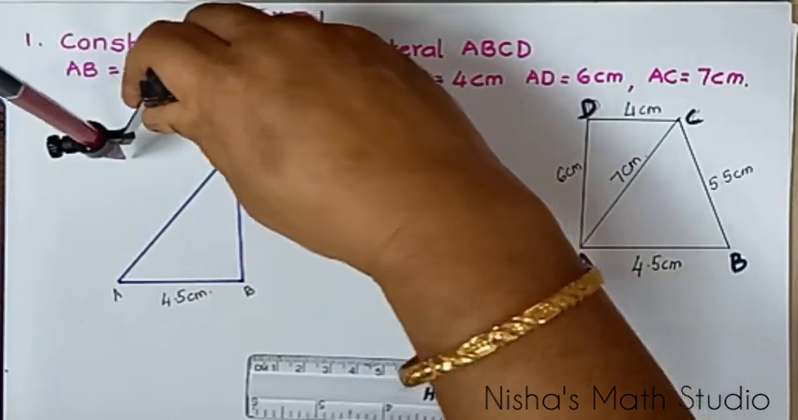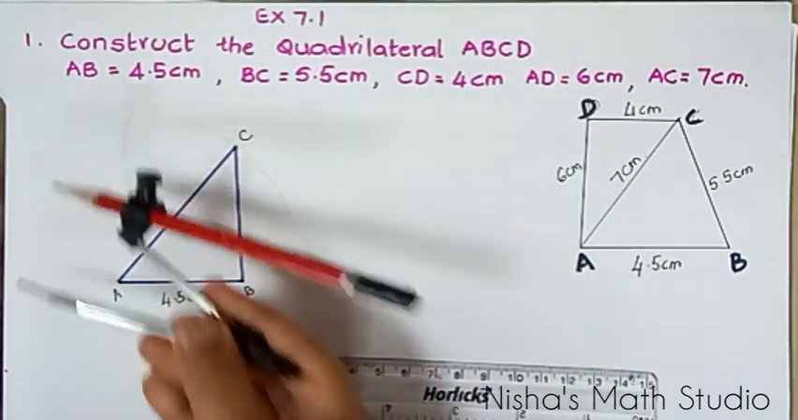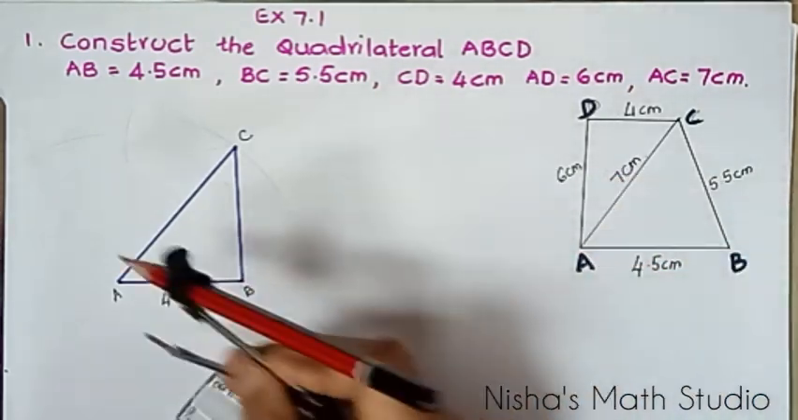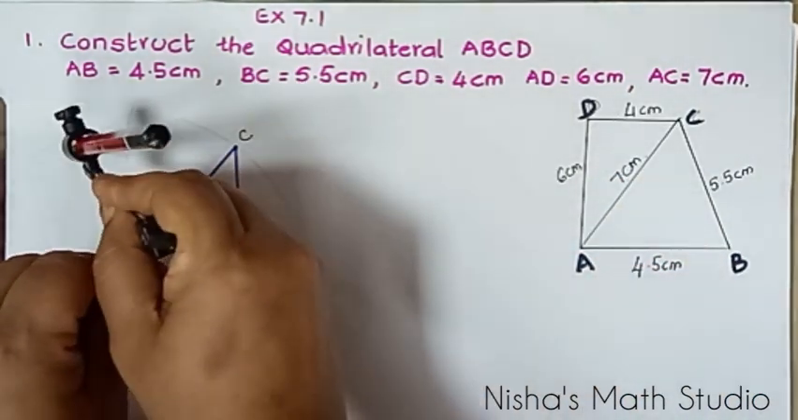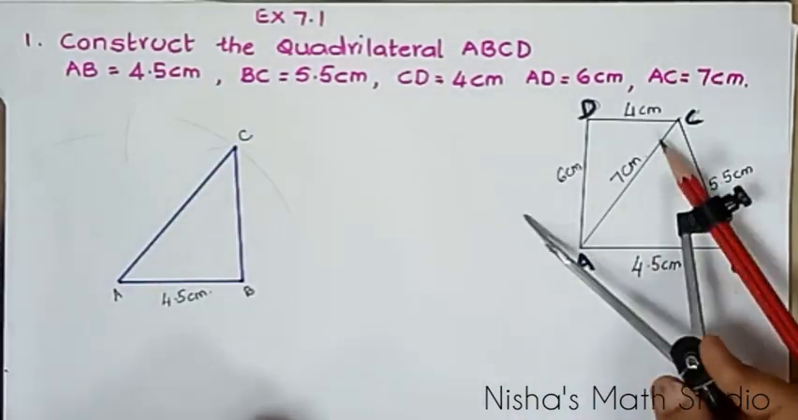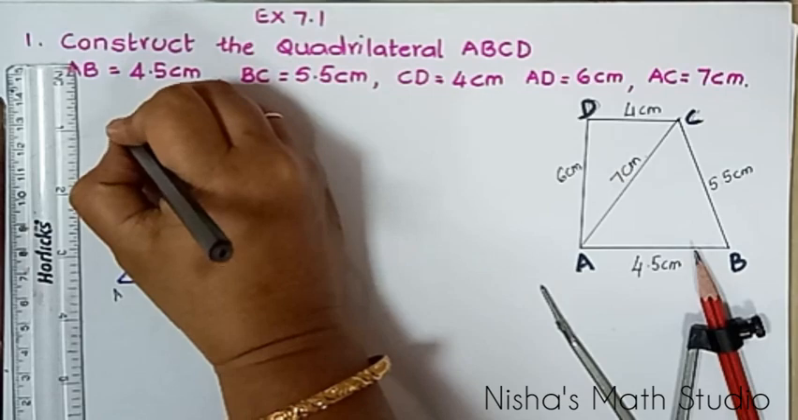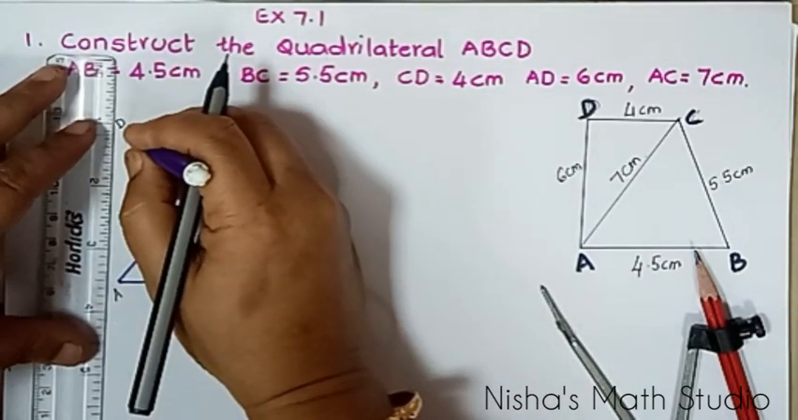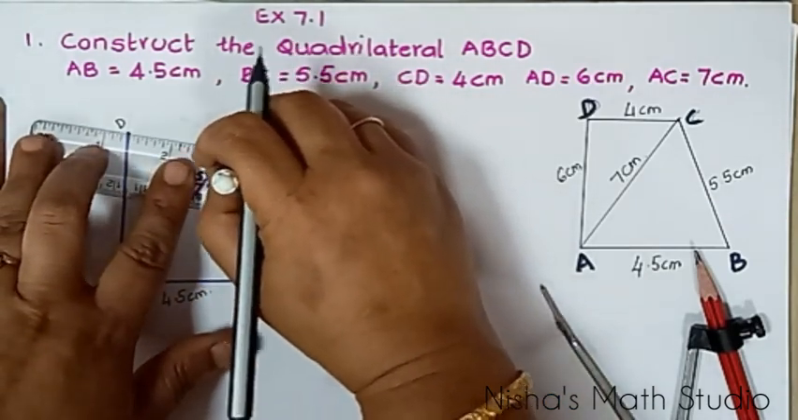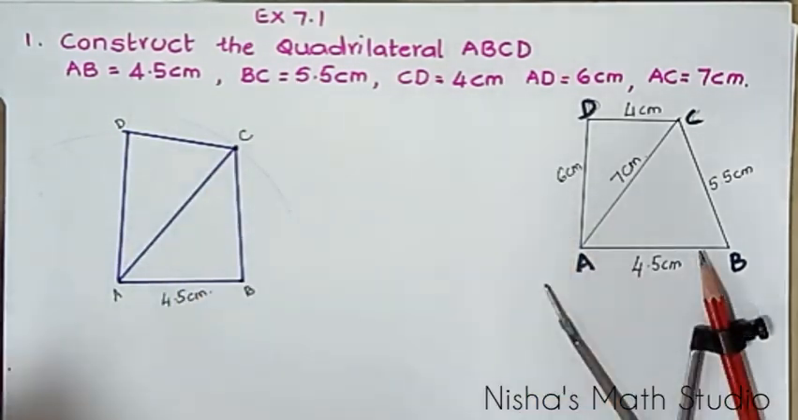With C as center, draw one more arc. But it had to cut our previous arc, isn't it? In this case, it did not cut because I have drawn it from this side. So no problem. Again, you adjust this to 6 centimeter and extend this arc so that it will cut. Now, this intersecting point is D. So you join AD and CD. Now ABCD is the required quadrilateral according to this measurement.